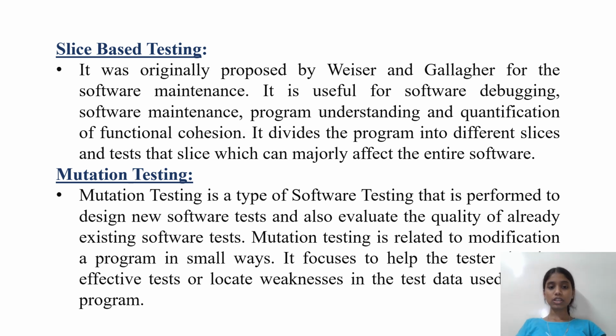Mutation testing. Mutation testing is a type of software testing that is performed to design new software tests and also evaluate the quality of already existing software tests. So this can help test the software that already exists. This type of testing is called mutation testing. Mutation testing is related to the modification of a program in small ways. It focuses on helping the tester to effectively test or locate the weaknesses in the test data used in the program.